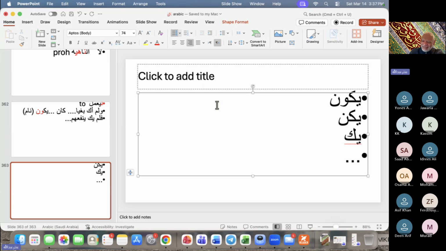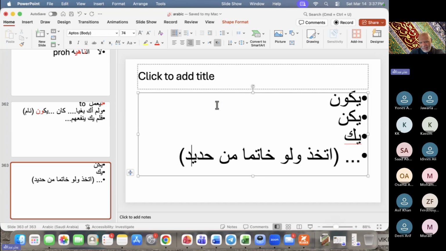This is not in the Quran, but in the Hadith. One example is we were talking in Shama'il about the ring of Rasulullah sallallahu alayhi wasallam, and in the Hadith it says اتخذ ولو خاتما من حديد. So this is the Hadith. What does this mean? It means get a ring, even if this ring was made of iron.